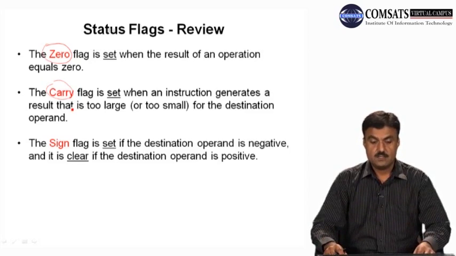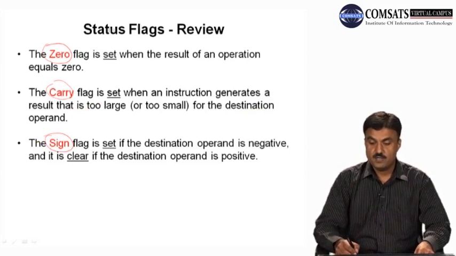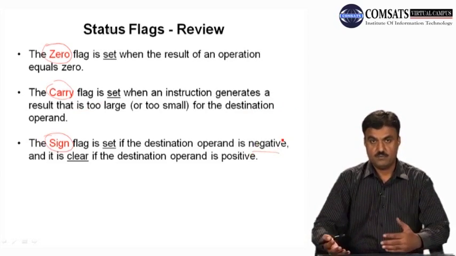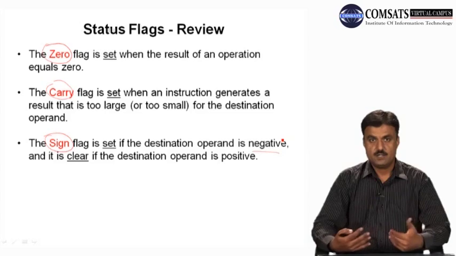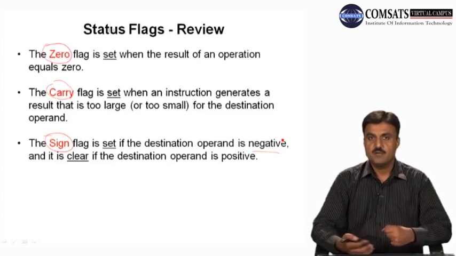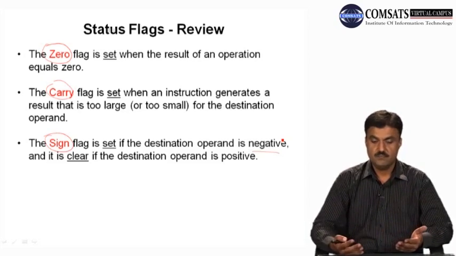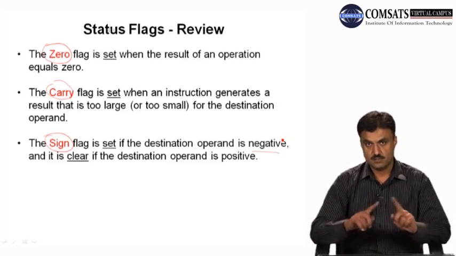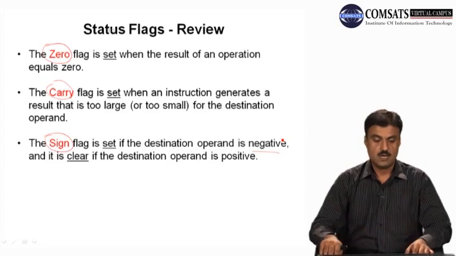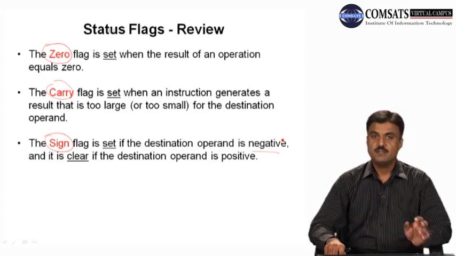And the next is the sign flag. We know that the sign flag is set if the destination operand is negative. For example, if we perform some operation and it generates a result that is negative, the sign bit is the most significant bit. If it is set, it is being copied to this flag. So that bit is also the same as the sign flag bit. This bit is cleared if the destination operand is positive, because if the result is positive, then definitely the sign bit will be 0.